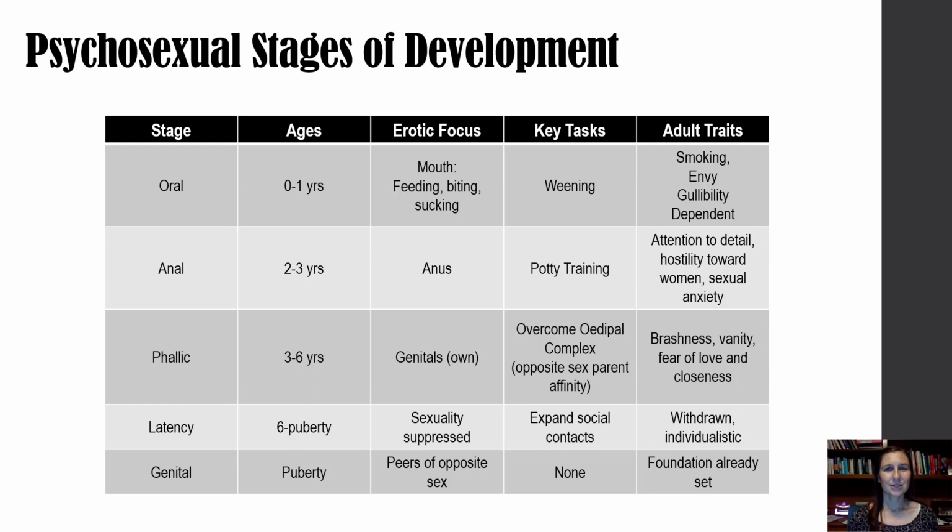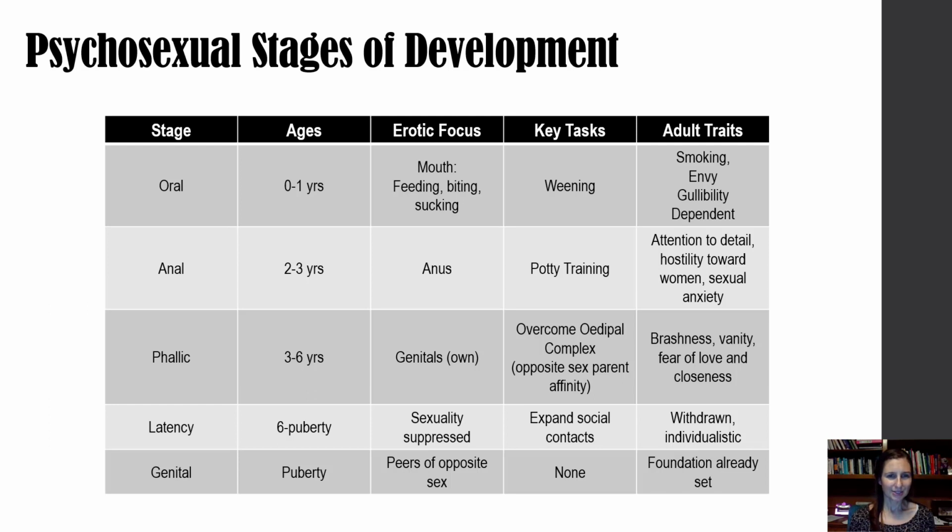The next stage is the phallic stage. And in this stage, Freud talks about some really weird stuff that doesn't have any type of scientific evidence these days. But basically, he suggests what we call the Oedipus complex. So boys fall in love with their mom and hate their dad, and girls fall in love with their dad and hate their mom. And these things are overcome when they identify with the same-sex parent.